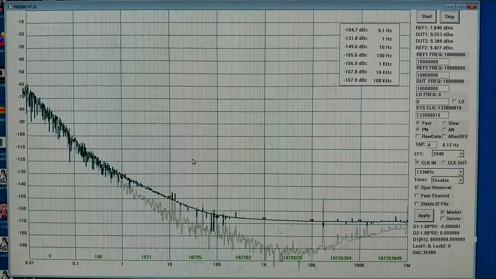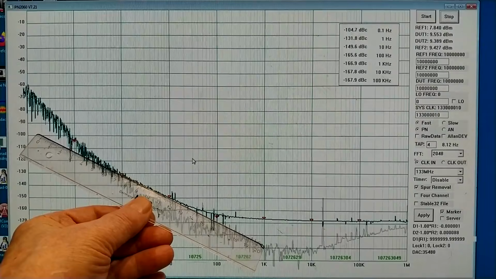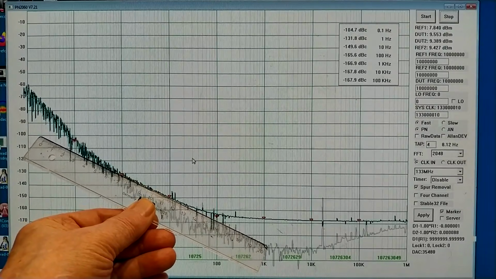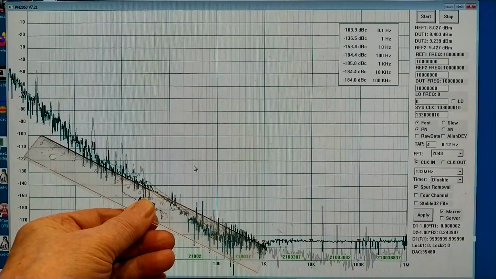Here is the phase noise of the amplifier only, the source follower. It is a straight line, more or less, like this. And here is what I had with the crystal filter in place.